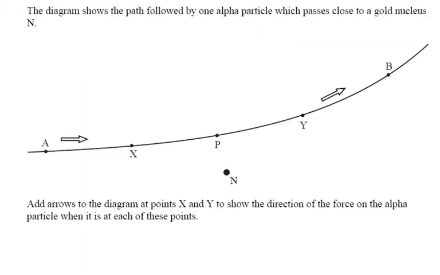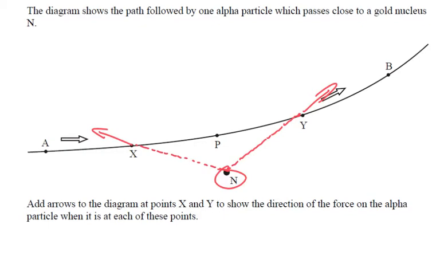The diagram shows the path followed by one alpha particle when it passes close to the gold nucleus, N. Add arrows to the diagram at point X and Y to show the direction of the force on the particle when it's at each of these points. Well, X is going to experience a force in this direction, and Y is going to experience a force in this direction.